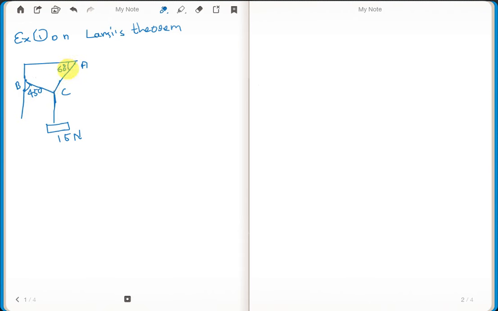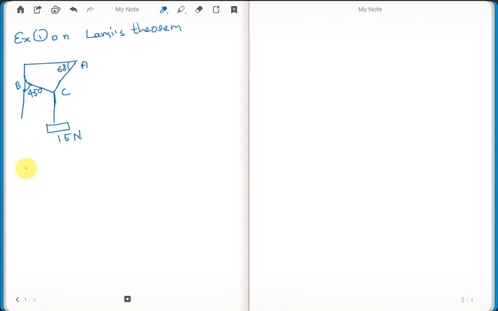The two strings are connected, AC and BC. One is at the roof and one is to the wall. At the contact point of these two strings, a load of 50 newtons is connected. In this condition, we need to find out the tension in AC and the tension in BC. Before that, we have to know how to find the angle of inclination between the two strings.